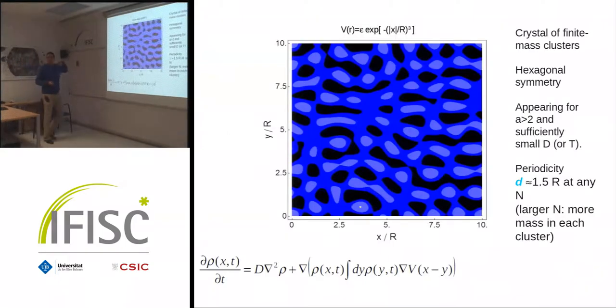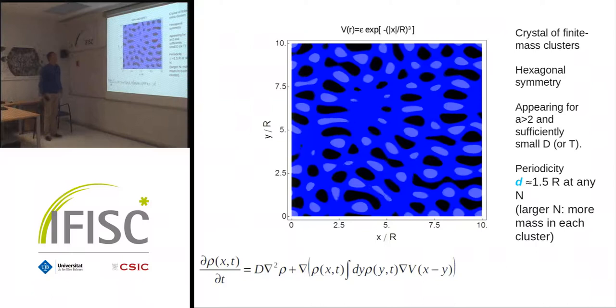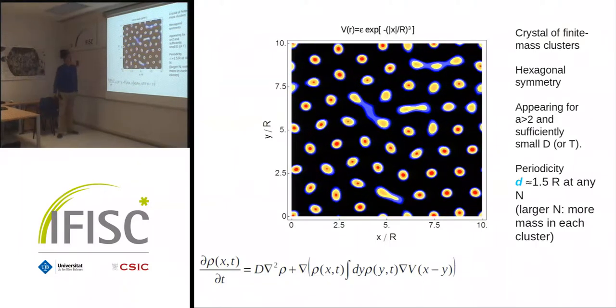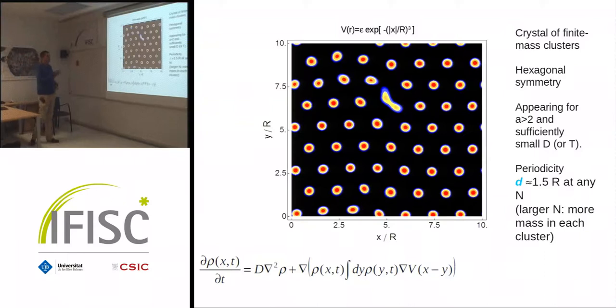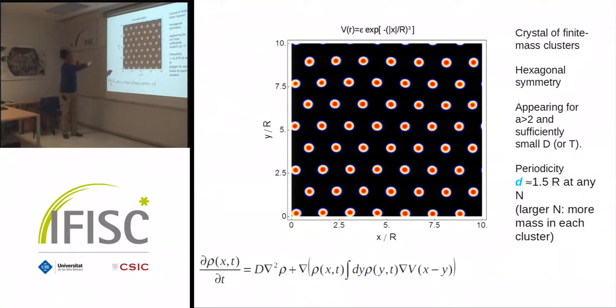First of all, is this equation good enough? Let's make some numerical analysis of this equation. Here I will show you the numerical analysis, and we will see that essentially you get what you need for an exponential of this type with A equal to 3. Again, this is for the density equation, not for the particles. Compared with what we obtained with the particles, there is no fluctuation, but you obtain the same: a crystal of finite mass clusters with hexagonal symmetry. This happens again for A larger than 2 and the temperature small enough, with the same periodicity. So this deterministic equation is already a good description of the stochastic particle system.